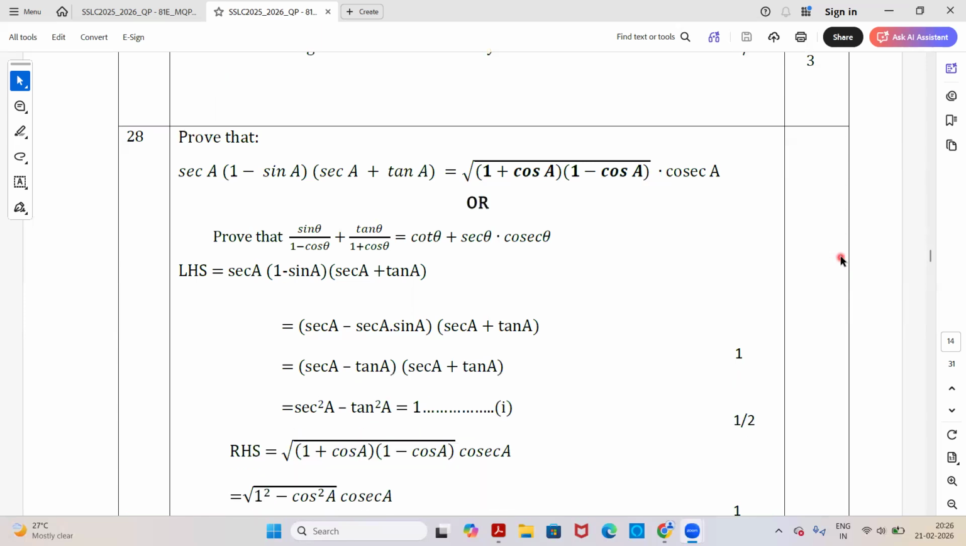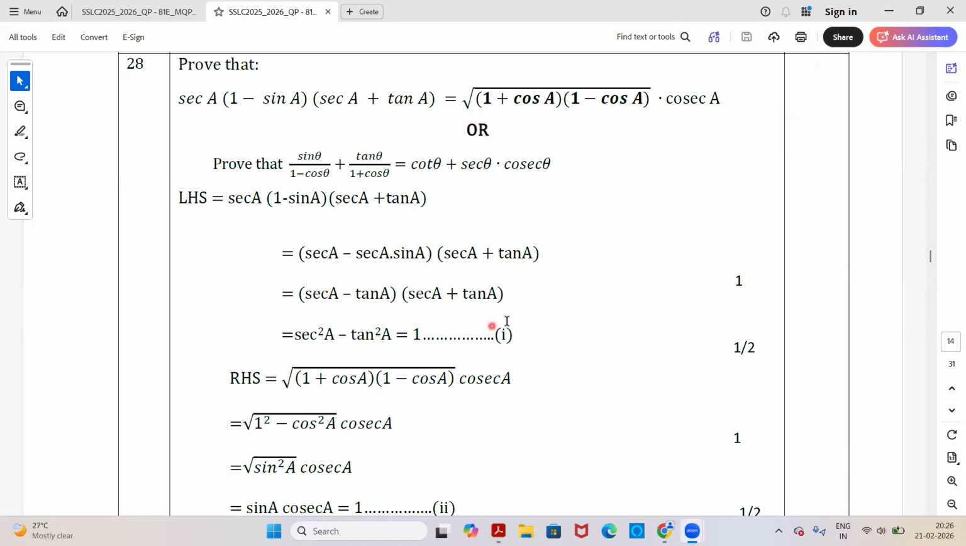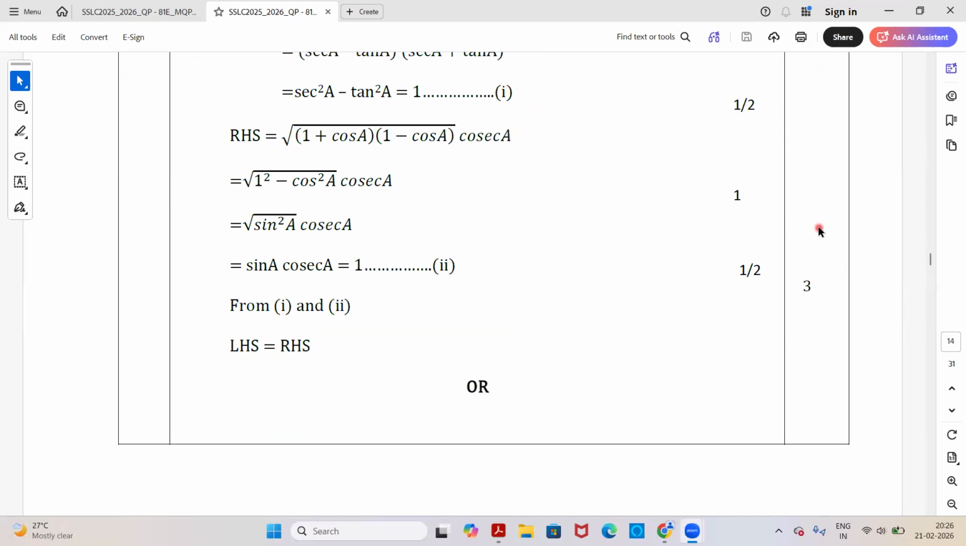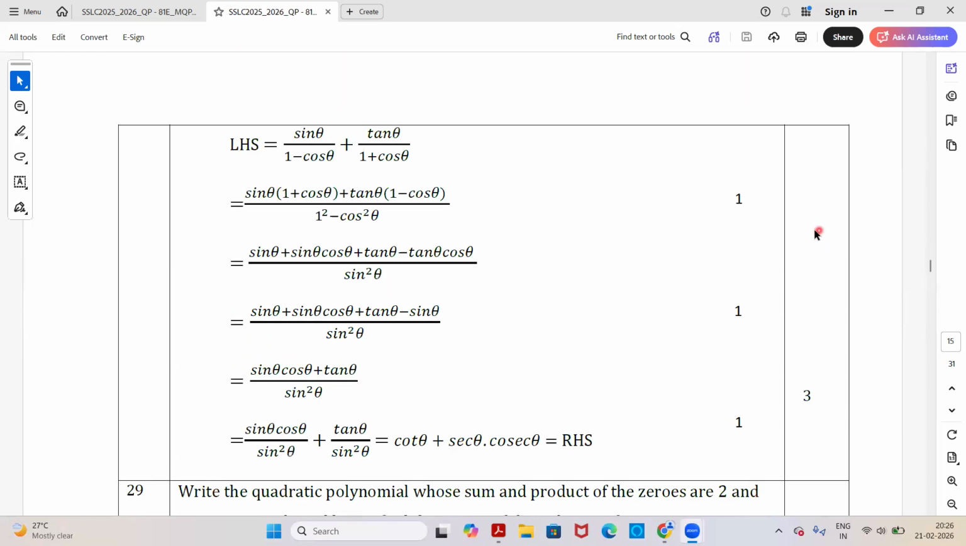Now question 28, you have to again prove that. Again, you have two questions here, one, and this one is second question. So the answer starts right from here. And the second answer starts from here.